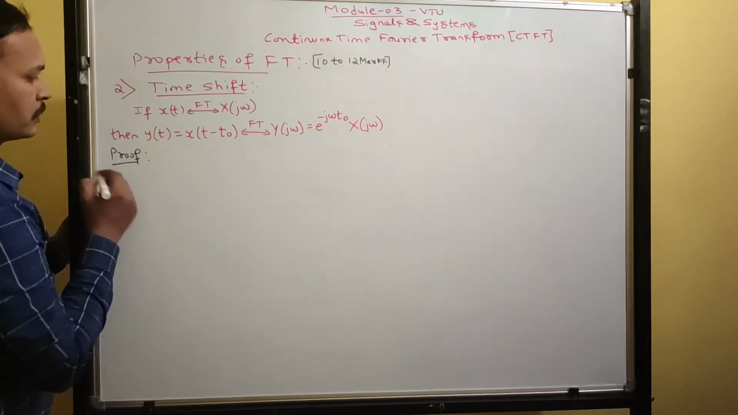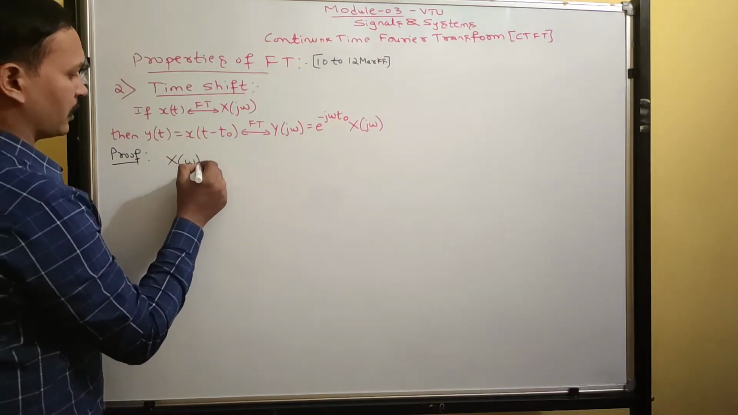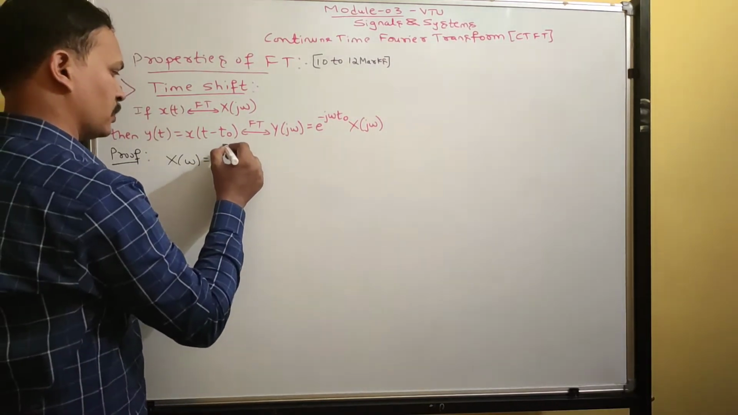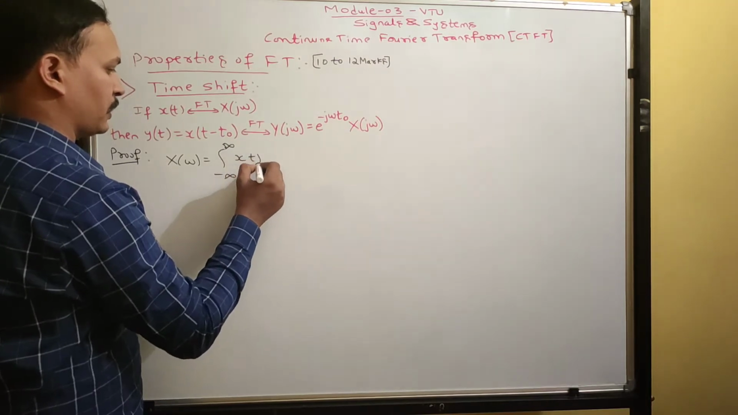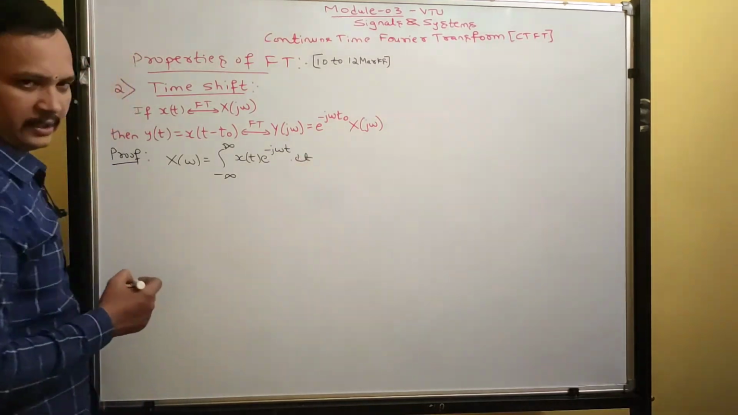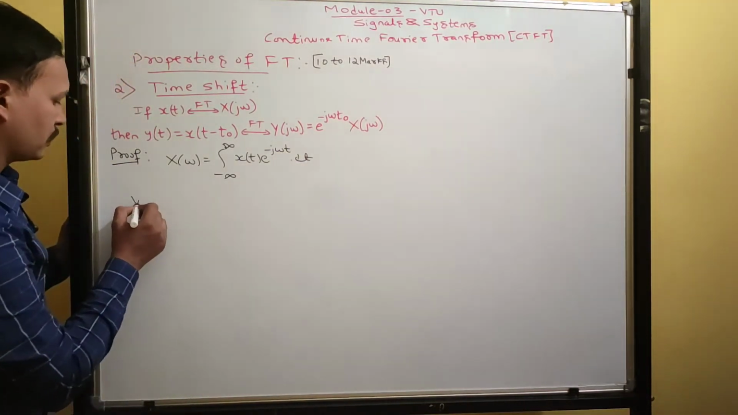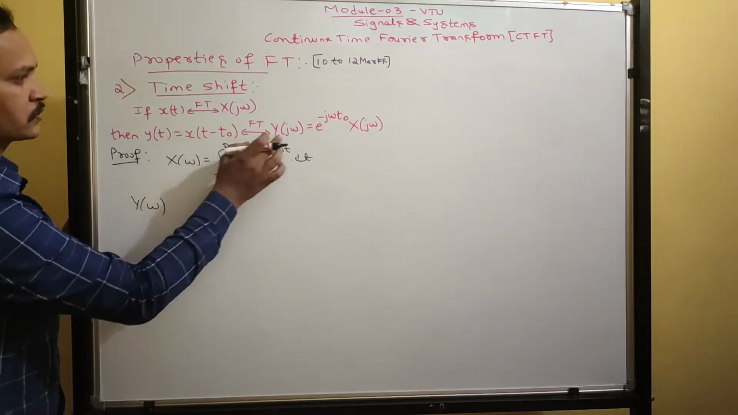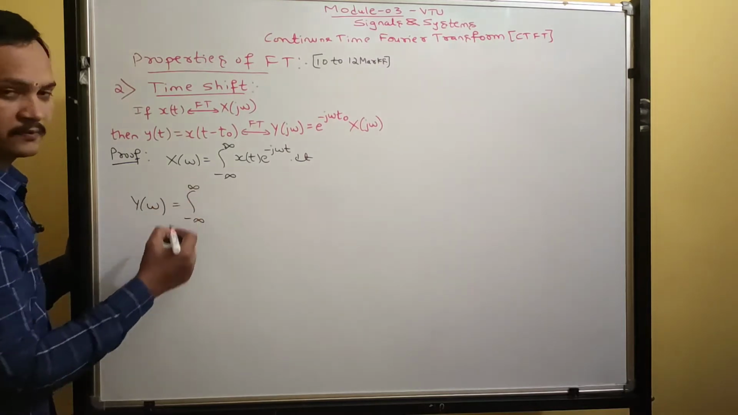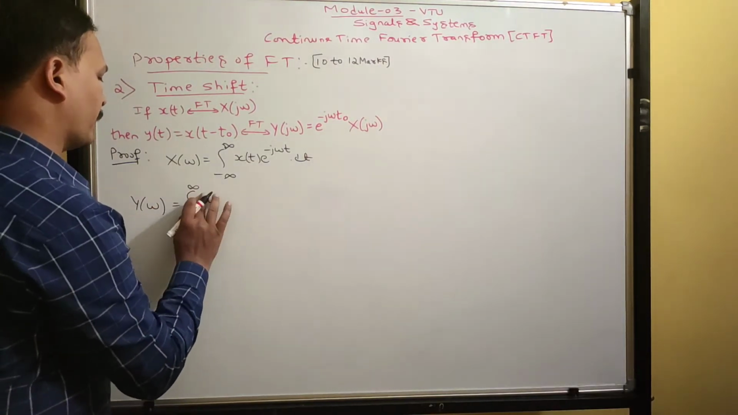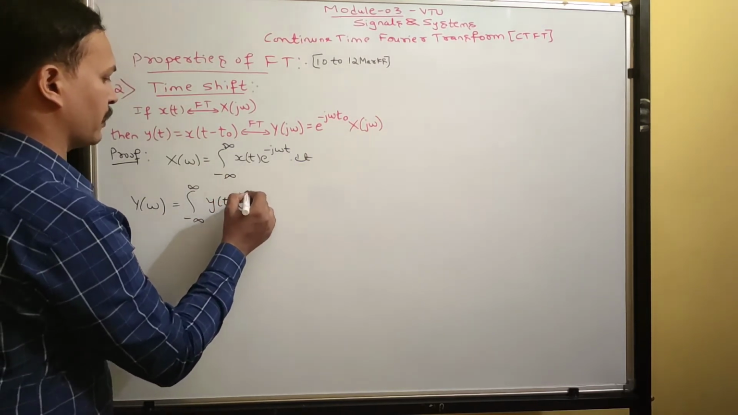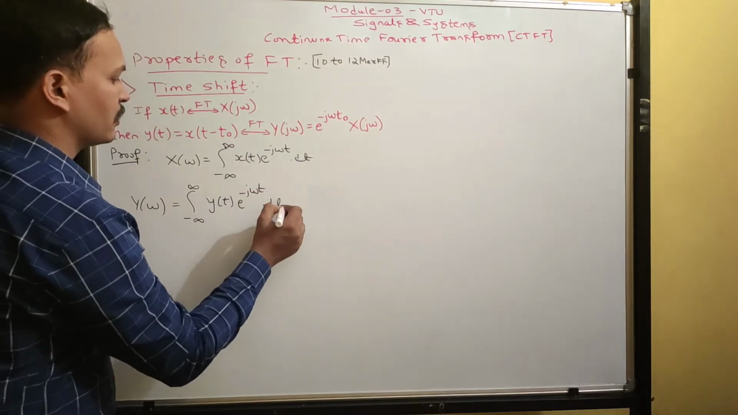So, proof. We have the Fourier transform formula: X of omega equals the integral from minus infinity to infinity of x of t into e to the power of minus j omega t into dt. Now you write Y of omega, the Fourier transform of y of t. For this also we can write it this way: integral from minus infinity to infinity of y of t into e to the power of minus j omega t into dt.